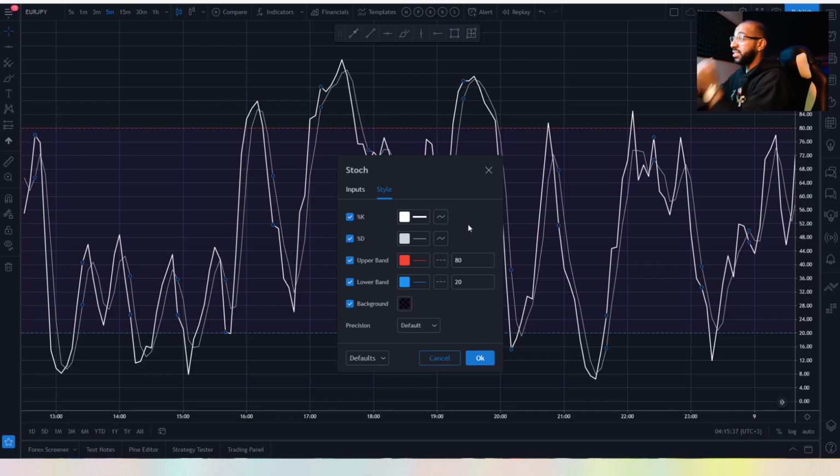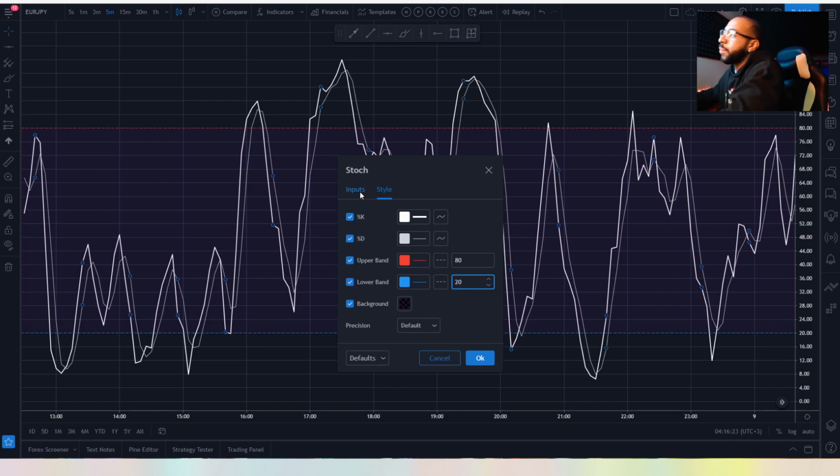Now, these style settings, they don't really matter too much because for the most part, this is just colors, right? So these are my custom colors. Whenever I have red, that means sell. Whenever I see blue, that means buy, so on and so forth. But these 2 white lines, these 2 settings up top, these are the actual momentum lines, okay? So these are the actual stochastic lines that you're going to want to focus on. And then as far as your upper band and your lower band, you want to make sure that it's set to 80 and 20, okay?